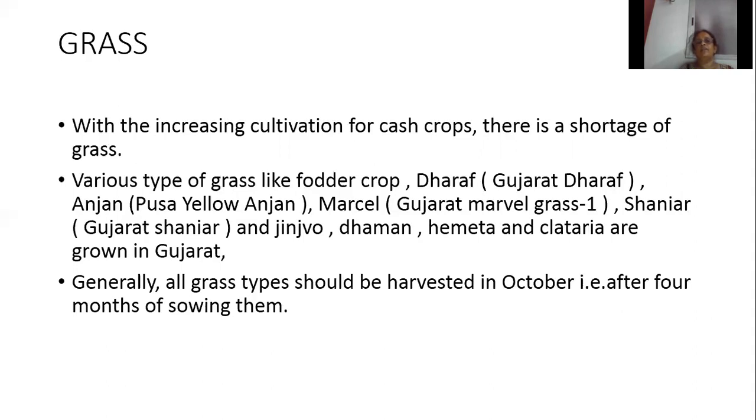Which are the grasses cultivated in Gujarat? Daraf, Anjan, Marshal, Shaniyar, Jinjovo, Daman, Hemeta, Clatria, etc. are grown in Gujarat. And they are harvested in October, that is after 4 months of sowing them.